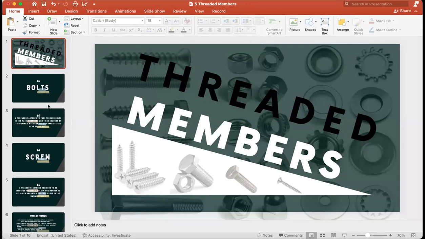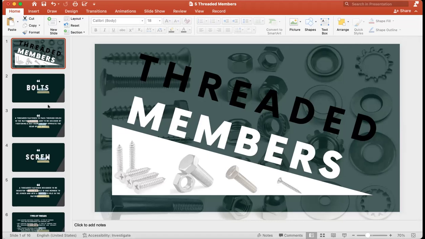So threaded members, as already discussed, are the components with ridge or thread that can be screwed corresponding to a threaded part. These are commonly used in construction, automotive, machineries, and other industries where two parts are needed to be joined securely, but can be separated at a later time.